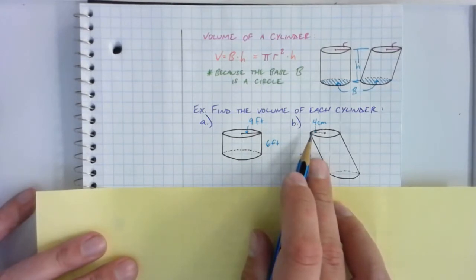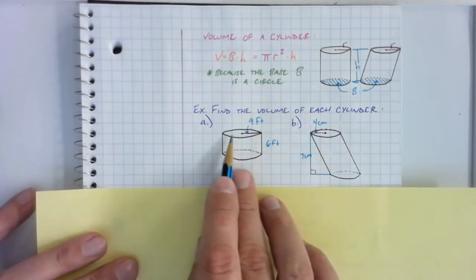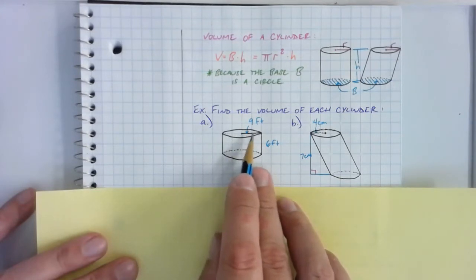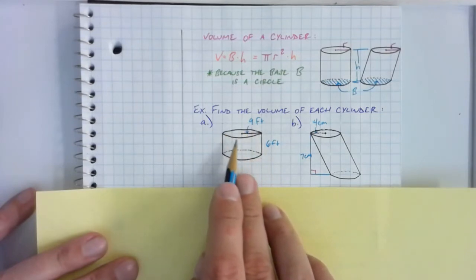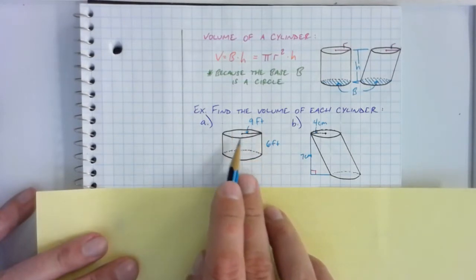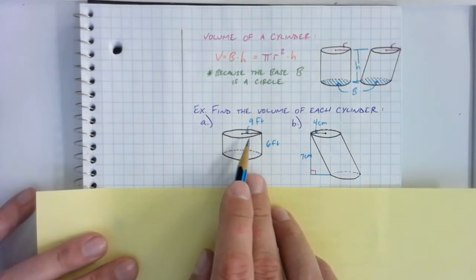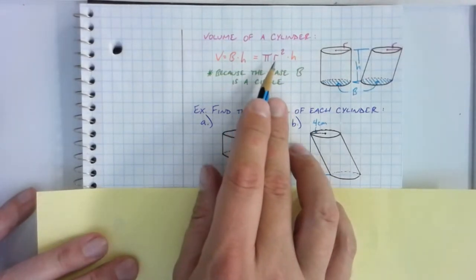But what they could have done in these cases, for instance, in part A, they could have told me the distance all the way across the circle, also known as diameter. And if I knew the diameter of the circle, I'd simply cut it in half to find my radius. They could have told me the circumference of the circle, in which case I'd have to know that circumference is 2 times pi times radius. So if I know the circumference length, whatever that may be, I would divide it by 2 pi to find out what my radius would be. But that's important information to know because it could be expressed in those different ways. And in order to use this formula, I will need a radius length.